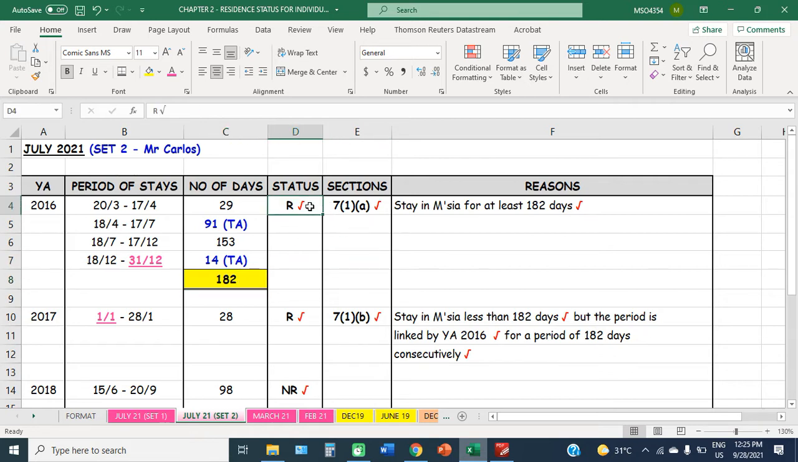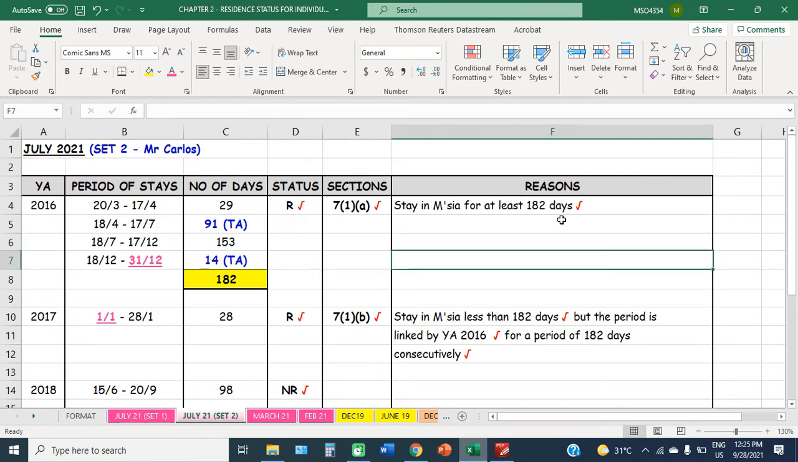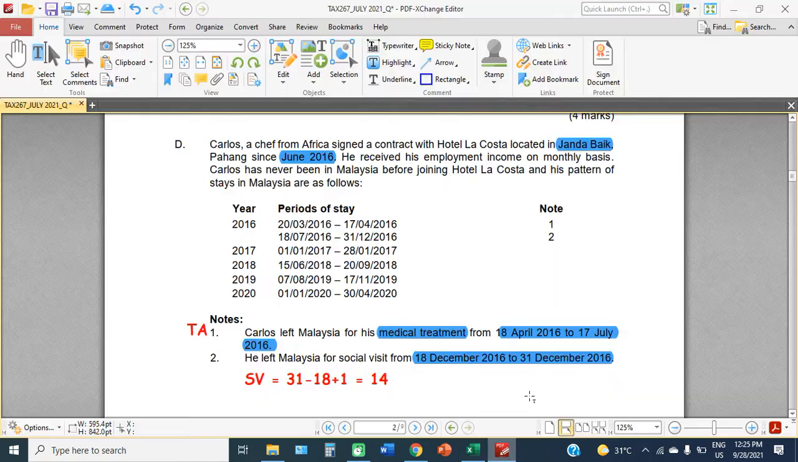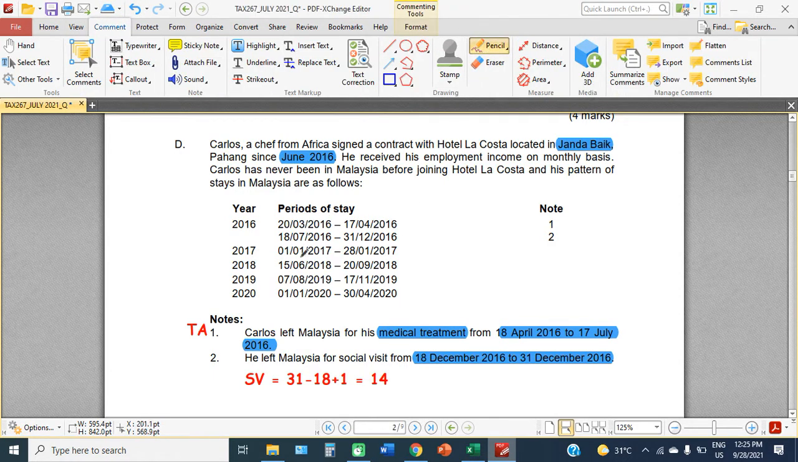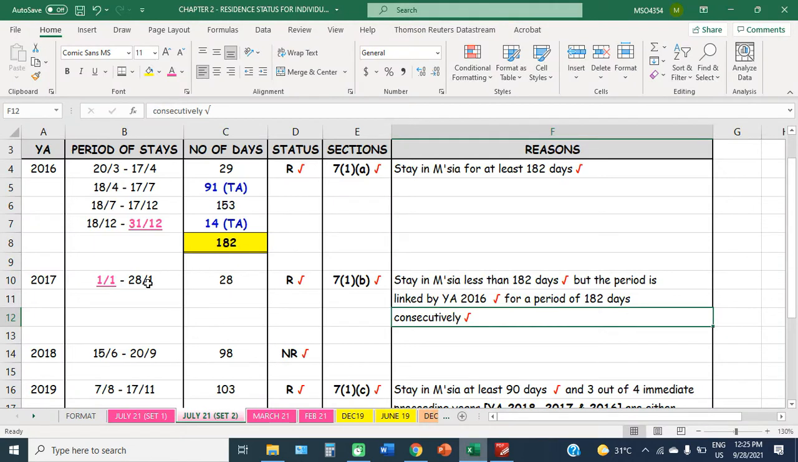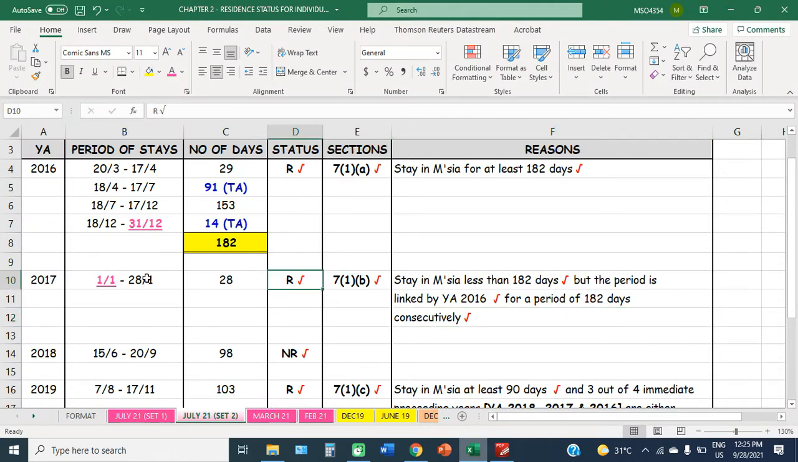This is resident under section 7, subsection 1A. So the reason is stay in Malaysia for at least 182 days. Okay, done for 2016. Continue, 2017. What do we have here? We have 1st January until 28th January. That's it, isn't it? So record here. 1st January until 28th January, very obvious 28 days.